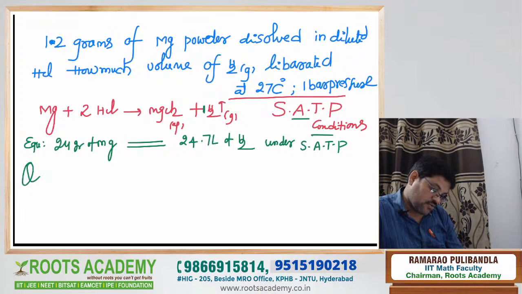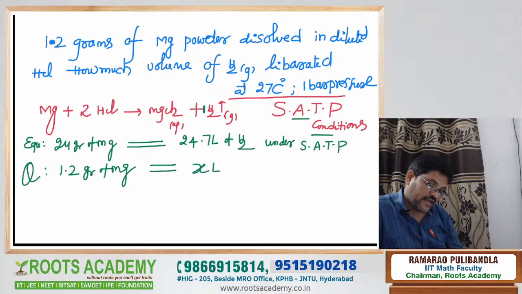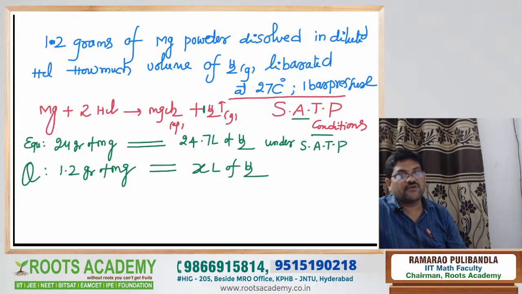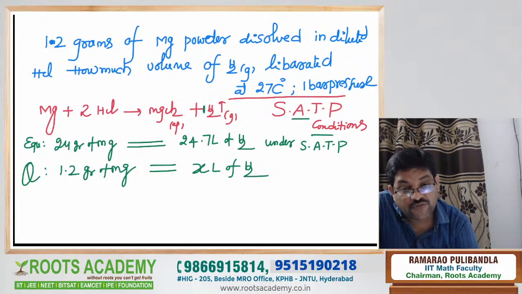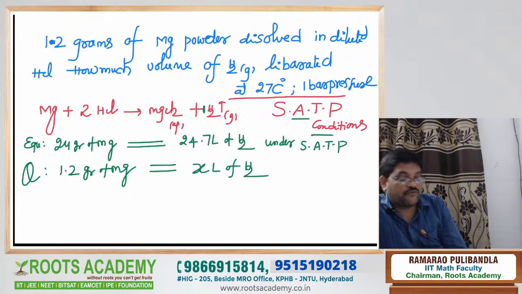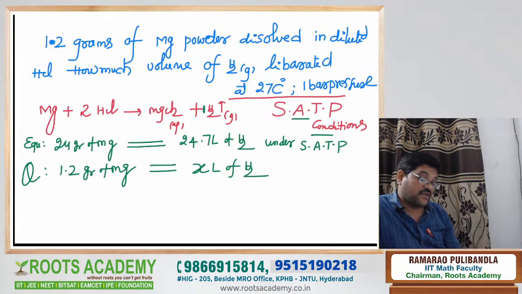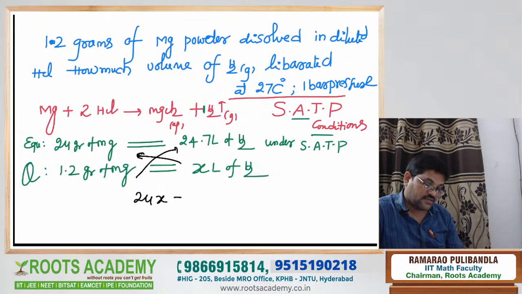Now according to the question, 1.2 grams of the magnesium is equal to how much you got? X liters of the H2 gas. What you got, Nana? X liters of the H2 gas, simple logic. Because 1 mole of any gas under STP occupies 22.4 liters, but under SATP it means 24.7 liters. According to this equation, now according to the question, for 1.2 grams of the magnesium you get what? X liters. Now on cross multiplication, what you got? 24x is equal to 24.7 liters into 12 into 10 power minus 1. Exactly 2 times cut off.